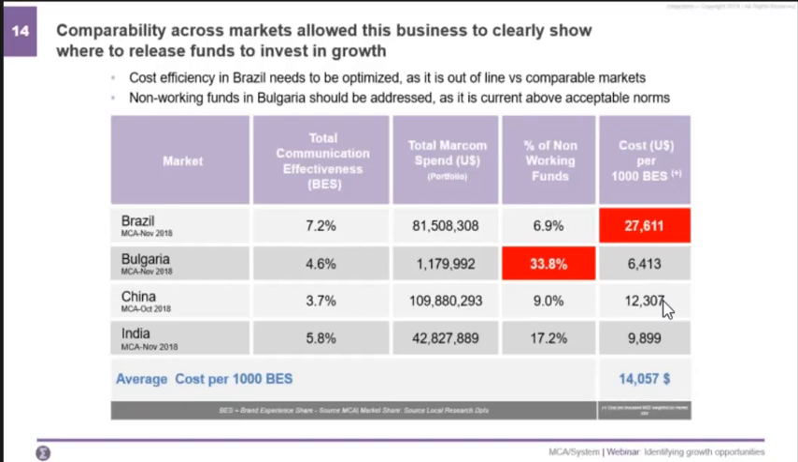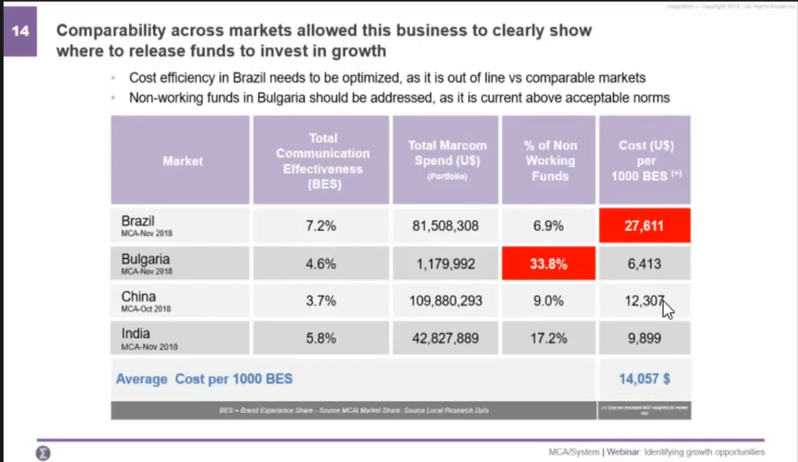So this small table shows you across 4 markets. The first column shows you the level of brand experience that we're achieving, expressed as a share of brand experience. Remember, that's the indicator that correlates with market share. And then we know from the user what is the total investment across all communications, and they're all expressed in one currency in order to make it comparable. The third column, percentage of non-working funds, is a very simple analysis.